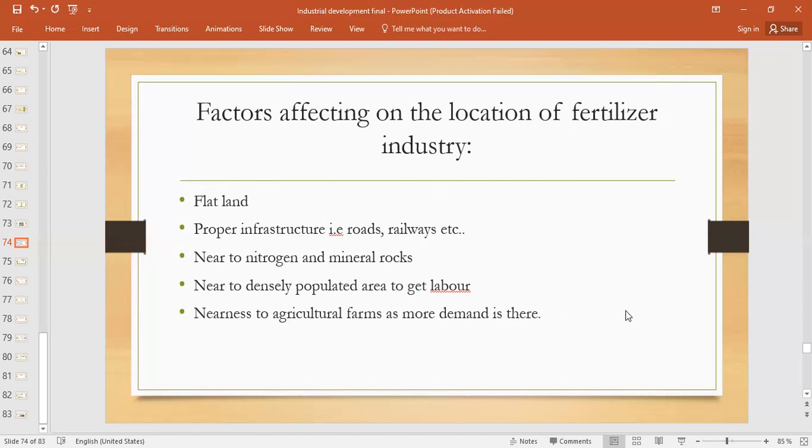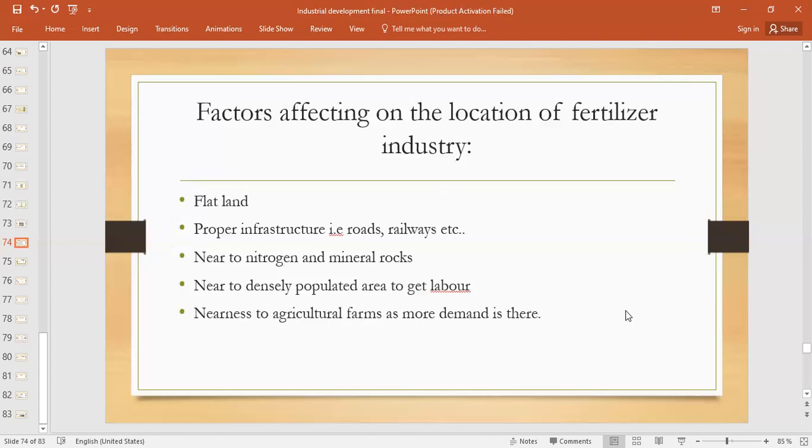Then the other factor is the locational factor. Why are they located in such places in Pakistan? Because it is near to nitrogen and mineral resource rocks, right? Then it is near to high population areas, where cheap labor is available. That is why these fertilizer industries are located in these areas.